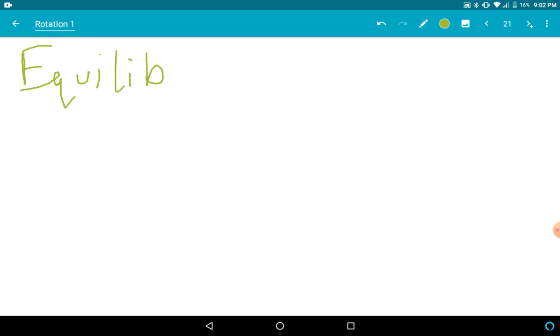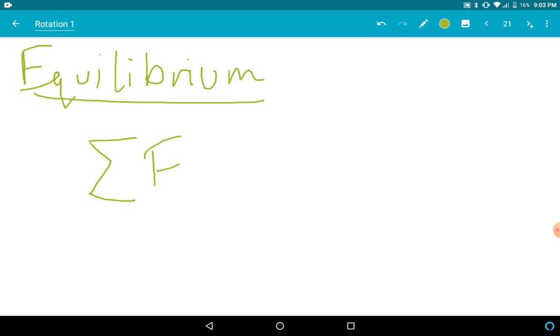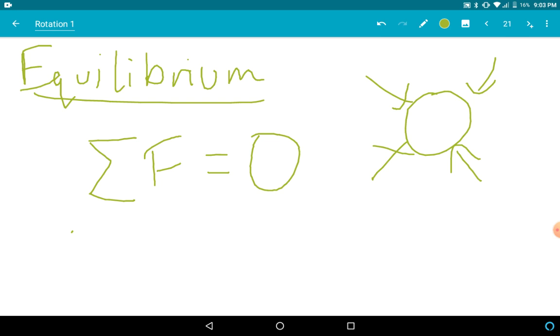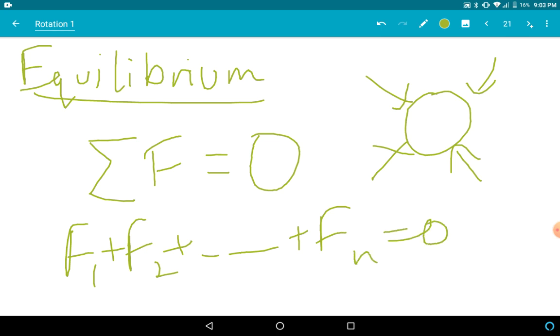Equilibrium. Can you tell me what equilibrium is? In simple terms, the summation of all forces acting on a body should be zero. Meaning, if there is a body like this and many forces are acting like this, so F1 plus F2 till Fn is zero. Then I can say this body is in equilibrium.